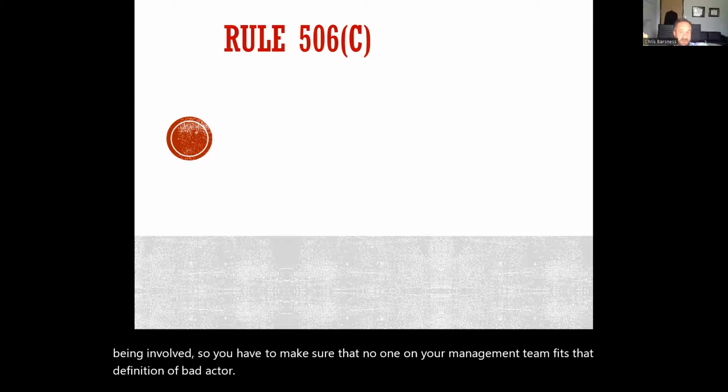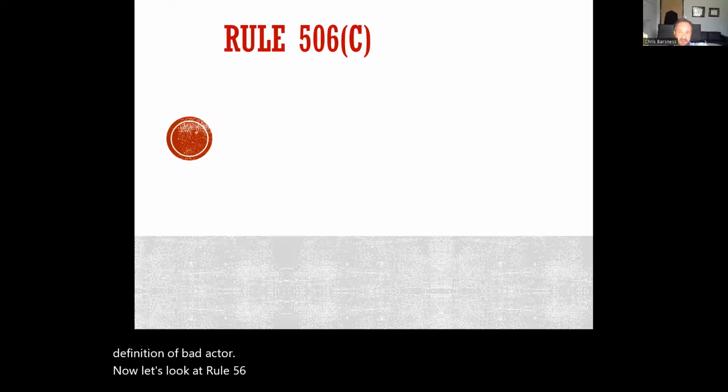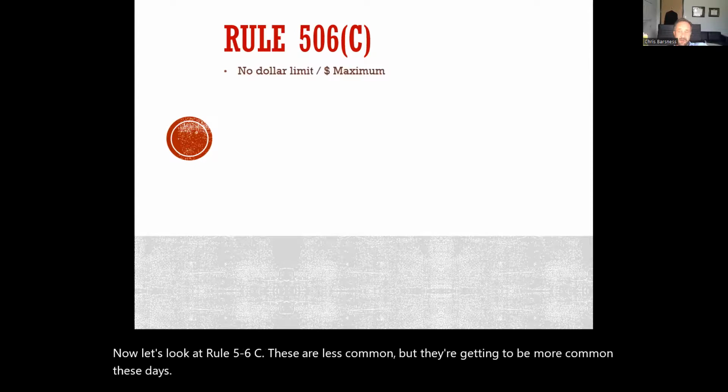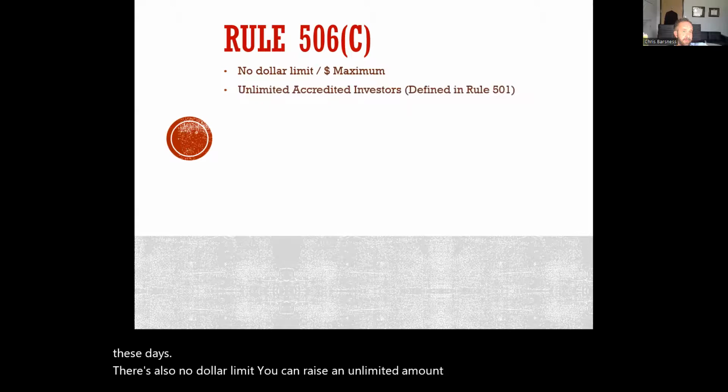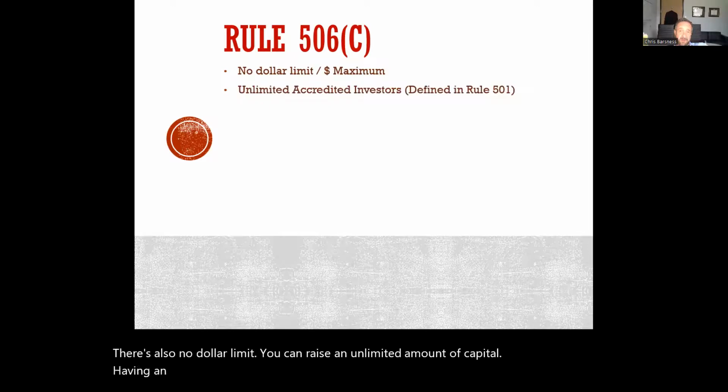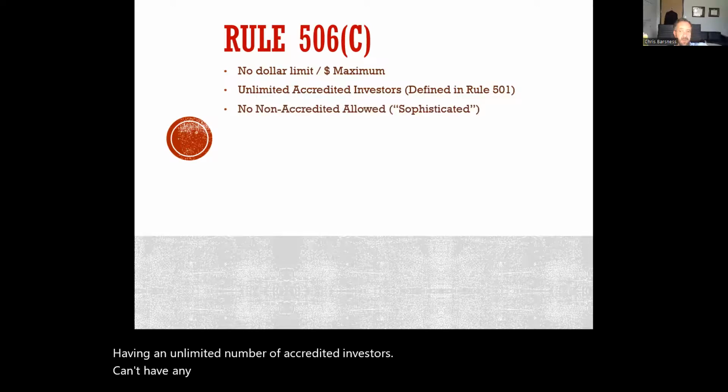Now let's look at Rule 506C. These are less common, but they're getting to be more common these days. There's also no dollar limit. You can raise an unlimited amount of capital and have an unlimited number of accredited investors, but you can't have any unaccredited. Everybody's got to be accredited, and you have to take steps to verify that they're accredited.